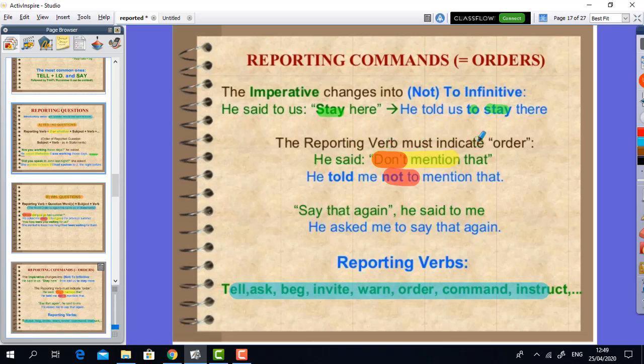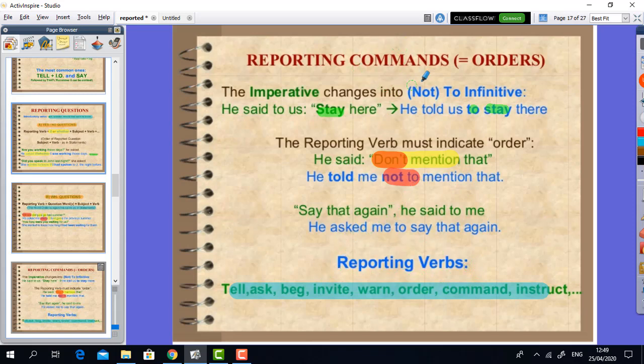The reporting verb must indicate the idea of order or command or obligation or advice. He said, "Don't mention that." He told me not to mention that. He ordered me not to mention that. "Say that again," he said to me. He asked me to say that again. Or he ordered me to say that again.